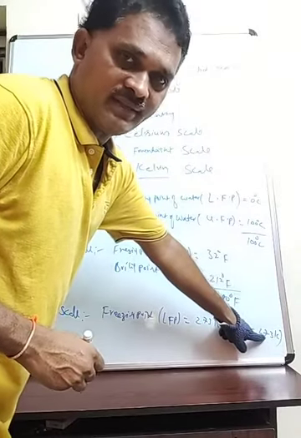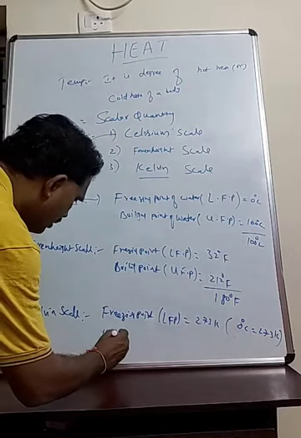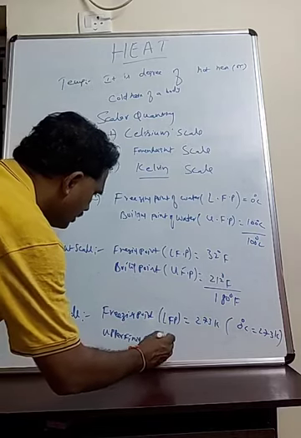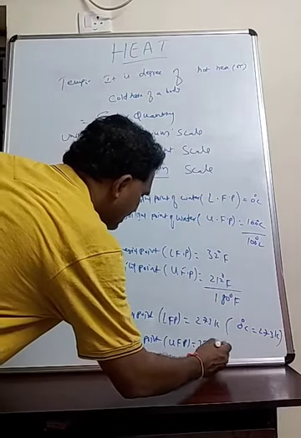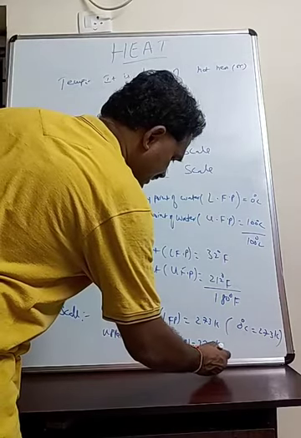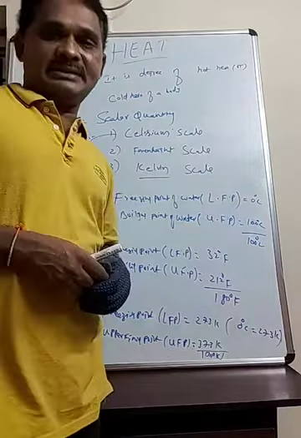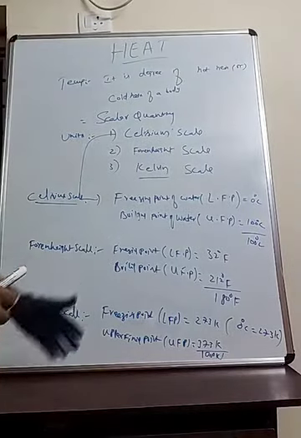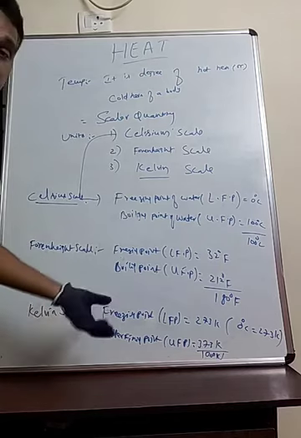Then the upper fixed point, or boiling point (UFP), is equal to 373 kelvins. What is the difference? 100 degrees Kelvin. That means this scale is divided into 100 equal parts, so each part is 1 degree Kelvin. In this way, we defined 3 scales for measuring the temperature.